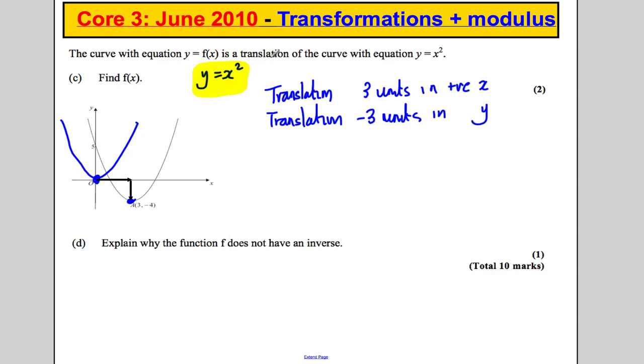Okay, so what does f of x look like? Well, it's the x squared graph, but we have shifted it 3 units to the right, so it would be x minus 3 squared. And then after we've done that, we've shifted it down by 4 units. That should have been 4 there. So that was what the graph would look like.